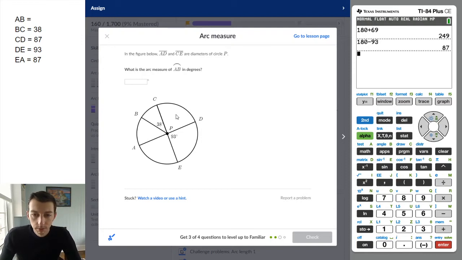So again, you could add these all up and subtract from 360, because all of the angles together need to be 360. You could notice that 93 here should be vertical with these two, so these two should add up to 93. You also might notice that AD is a diameter, and if I do 180 minus 87 for CD minus 38, I could find AB as well. So you have a lot of different options at this point. I'm going to do 180 minus CD, which is 87, minus 38, and I get 55. So that means that AB should be 55.